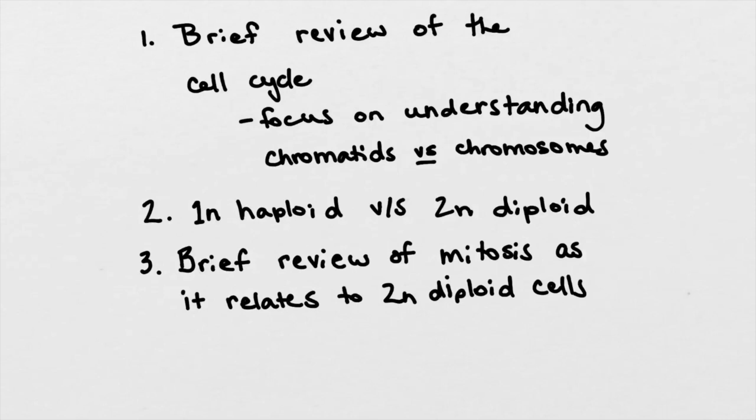This video lesson is going to start with a brief review of the cell cycle, focusing on differentiating chromatids and chromosomes, and move into a discussion of haploid versus diploid cells, and then a brief review of mitosis as it relates to 2N diploid cells. Mitosis.